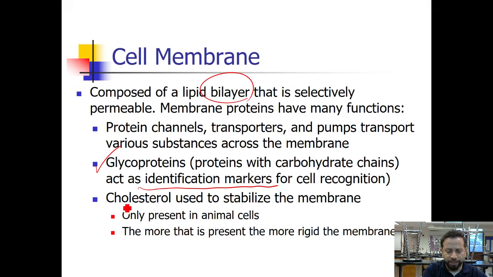And then cholesterol. Cholesterol is basically used to stabilize the cell membrane, so it's actually not a bad thing. It's when we start to have so much of it that it becomes a bad thing, because it makes the cell membrane more rigid and less fluid, and that's not what you want. Cholesterol is only present in animal cells, so eating animal products is one way to add to your cholesterol, generally speaking.